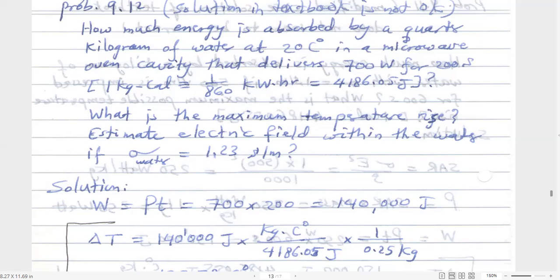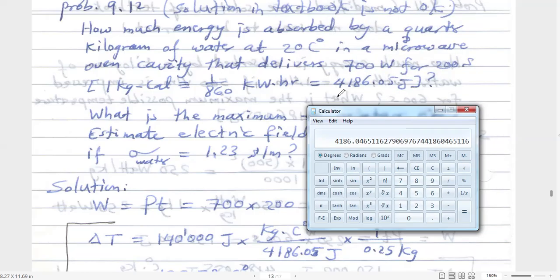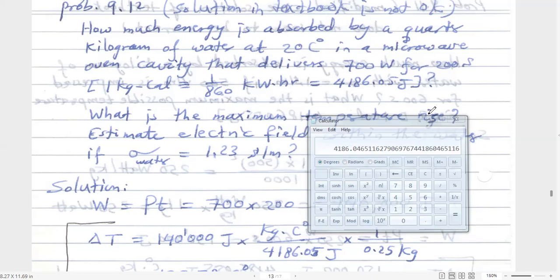We can just show this. Kilowatt is 1000 watts times hour is 3600 seconds, divided by 860, and this is equal to, as you can see, 4186 joule.